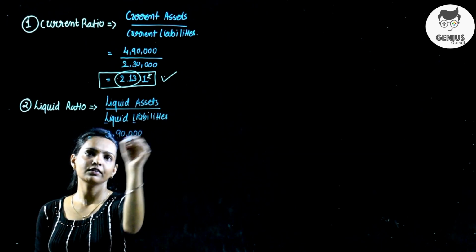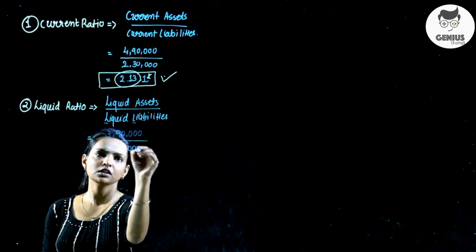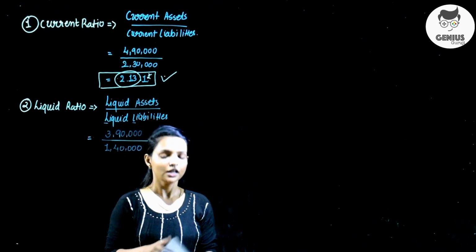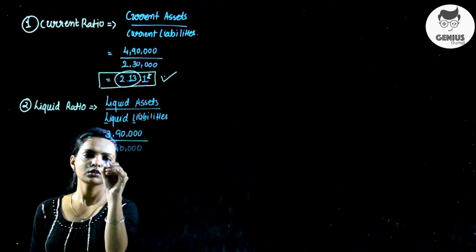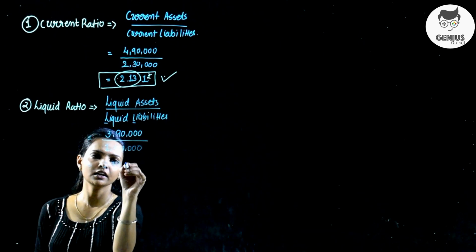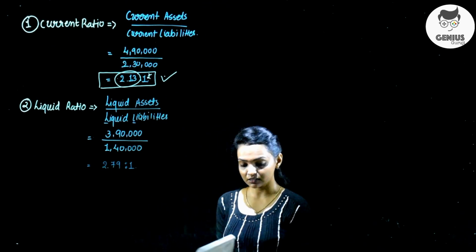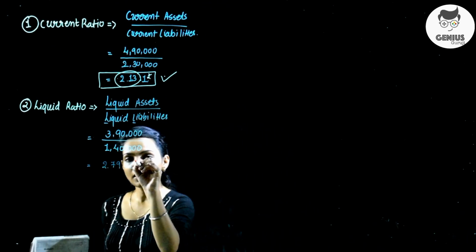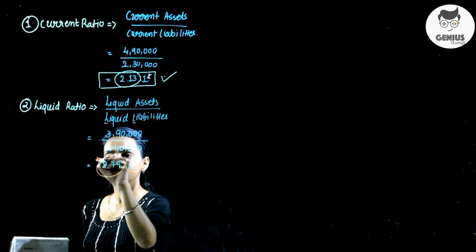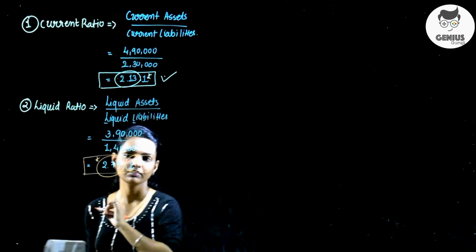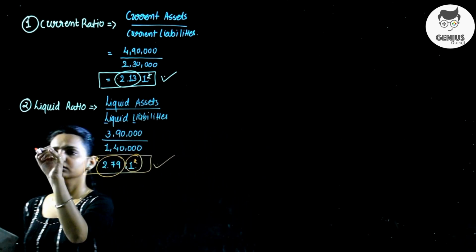So my answer is 390 of liquid asset and 1,40,000 is my liquid liability. See, in working note you have mentioned over here, so my answer will be 2.79:1. And this is very satisfactory our answer. Why? Because if you have liquid, or you can say current liability, you have enough amount of rupees 2.79. So for a company's working capital management is good.